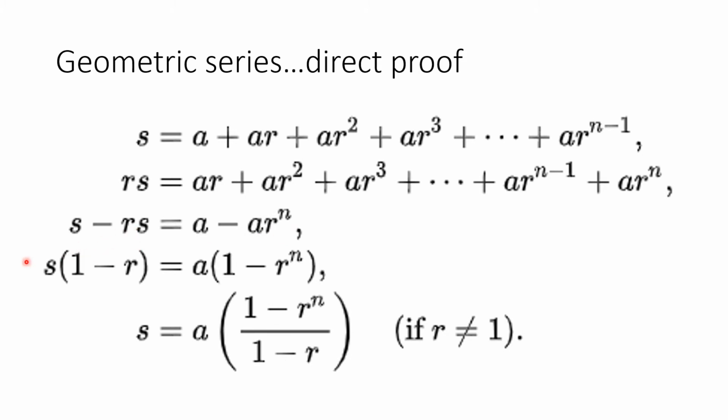But then I can factor the S out of this side, and I get S times (1 minus R) is this. And if R is not 1, this is not 0, so I can divide by it, and there's the formula that we derived. So that's a direct proof of the geometric series formula for a finite geometric series.